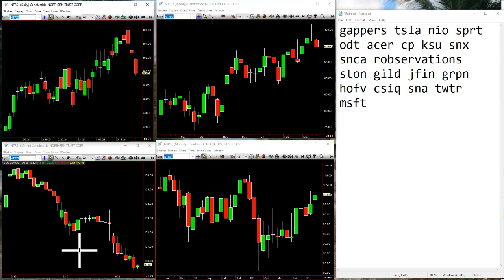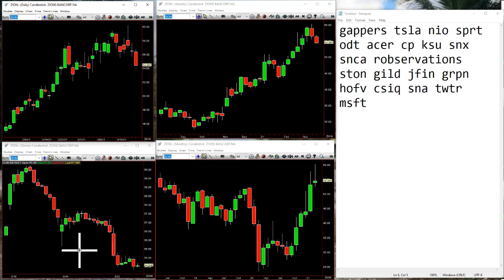If we go to Zion Bank, same deal here, taking out those lows. So that's telling us they're dumping banks and buying a little tech, eh? Yep, sure looks like it.